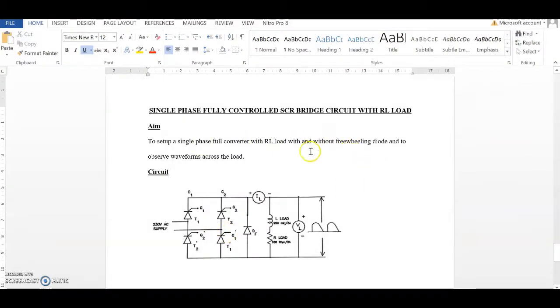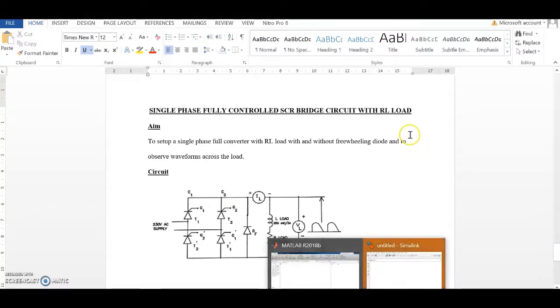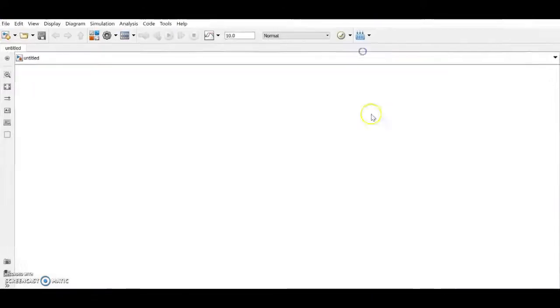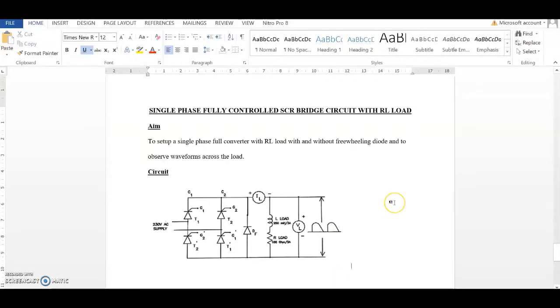This is the single phase fully controlled bridge circuit with the RL load. Our aim is to model this circuit and obtain the corresponding waveforms across load as well as supply, as well as thyristor, supply current, output load current, etc. All those things we can view on the scope. Okay, so we'll develop the model of this first.